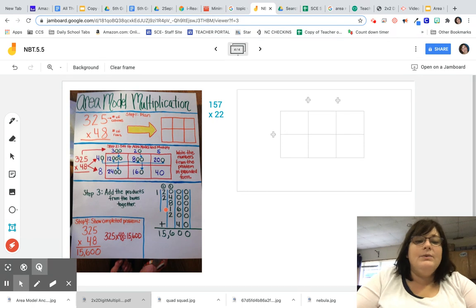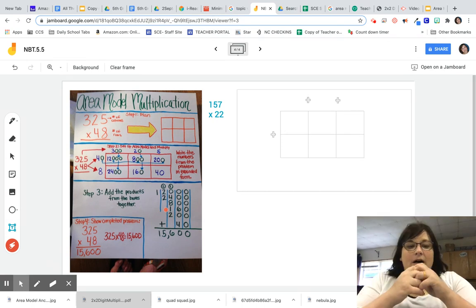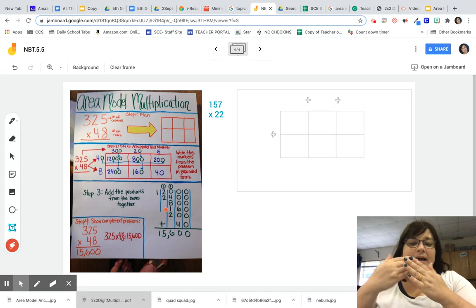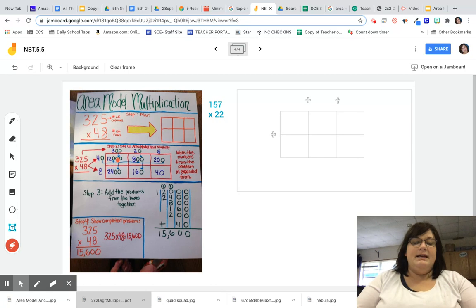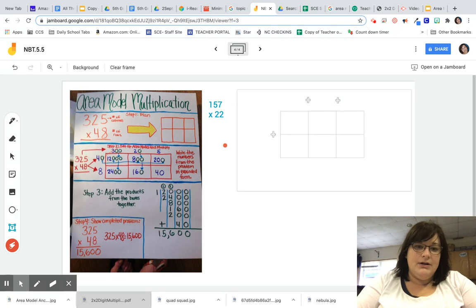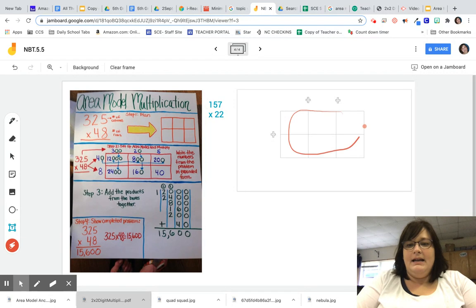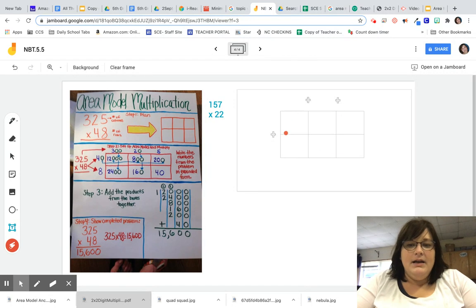So the next thing we're going to do is set up our area model and multiply. Now, how do we do that? We write the numbers from the problem in expanded form. If you'll remember, expanded form is if there's a 3 in the hundreds place, it would be 300. If there's a 2 in the tens place, it would be 20, just like here on our anchor chart. So let's take our number and create that in our place chart, right? So here we go.